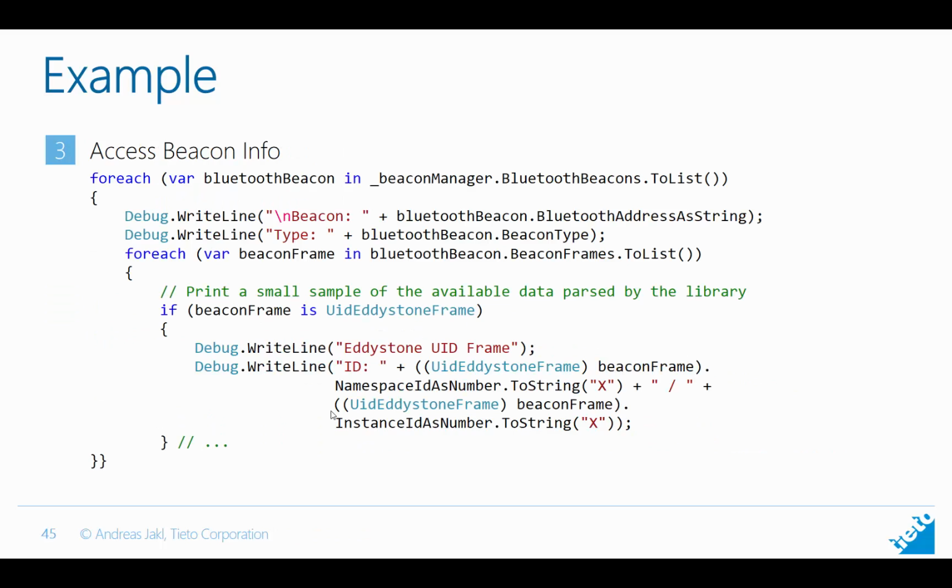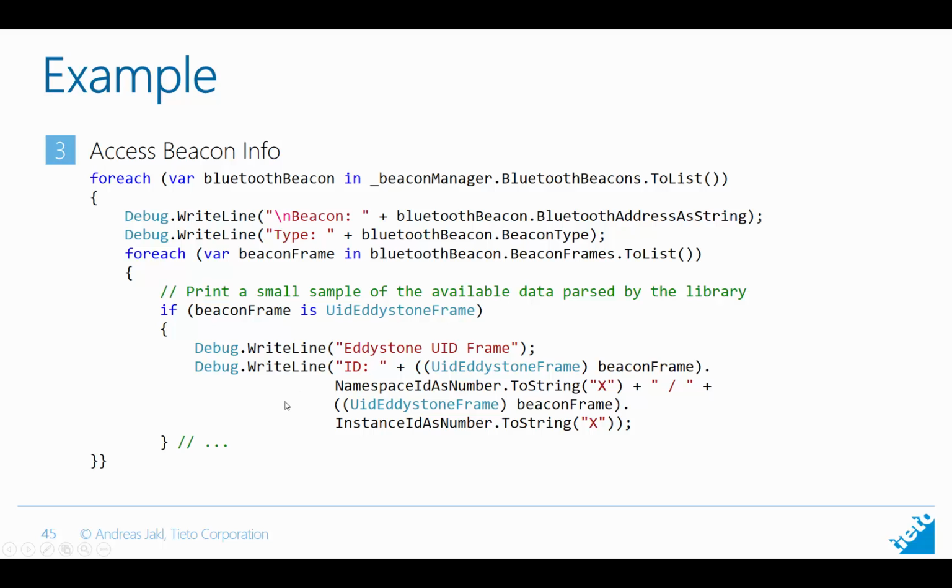So then the beacon library will take care of the rest, and afterwards you can just take a look at the Bluetooth beacons that have been found so far and all the advertisements. So the beacon manager has a list of Bluetooth beacons. You just loop over it using a for each loop, and then for each beacon you can get some kind of basic information, like for example the Bluetooth address or the beacon type, which one it is, and then the beacon can have one or more frames attached to it.